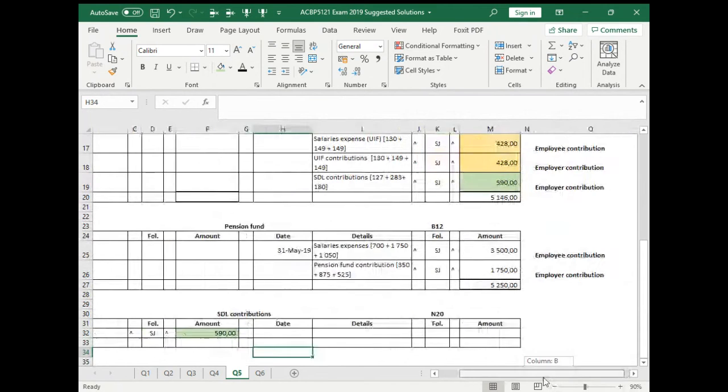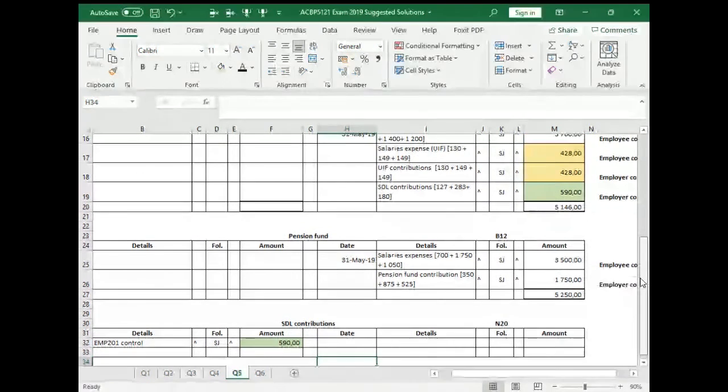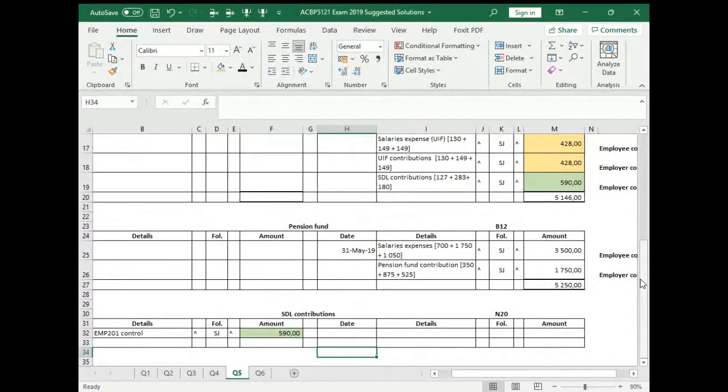Let me just make it smaller, then you can see all of it in one. So this is how you capture those transactions that they've asked for.